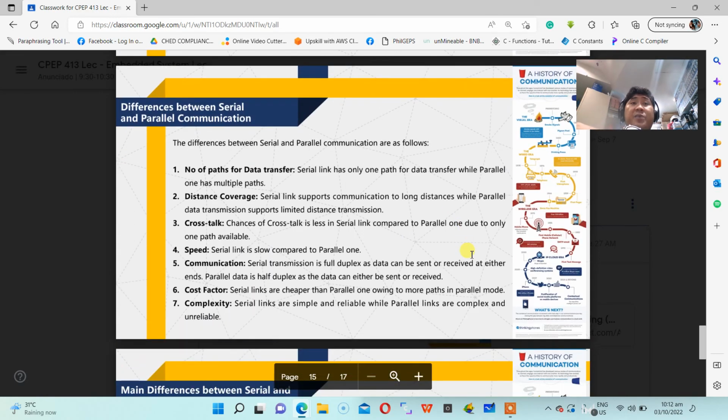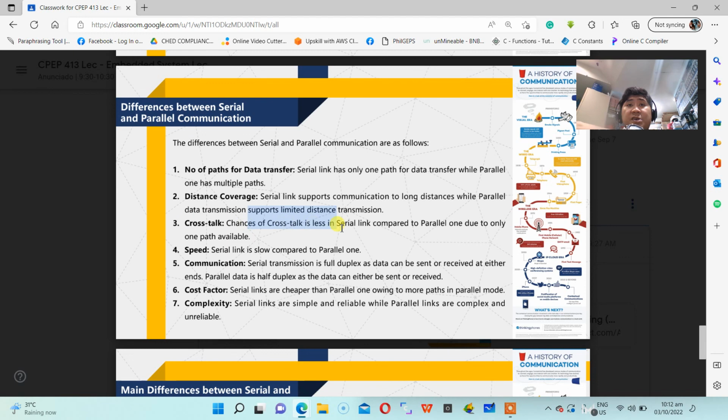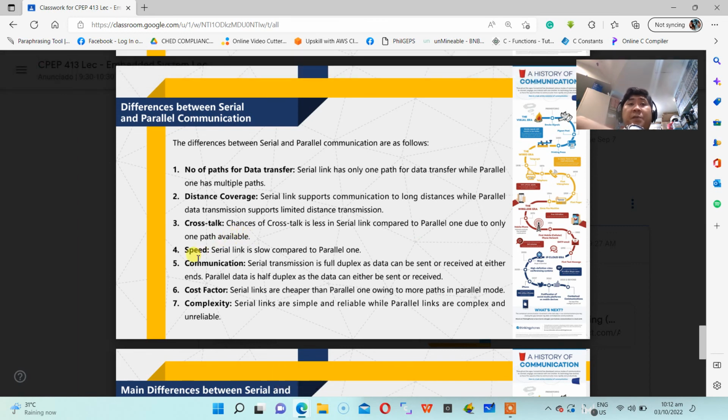Differences between serial and parallel communication. Number of paths for data transfer: serial has only one path while parallel has multiple paths. Distance coverage: serial supports long-distance communication while parallel has limited distance transmission. Crosstalk: chances of crosstalk are less in serial since fewer cables are used, while parallel has more. Speed: a serial link is slow compared to a parallel one.